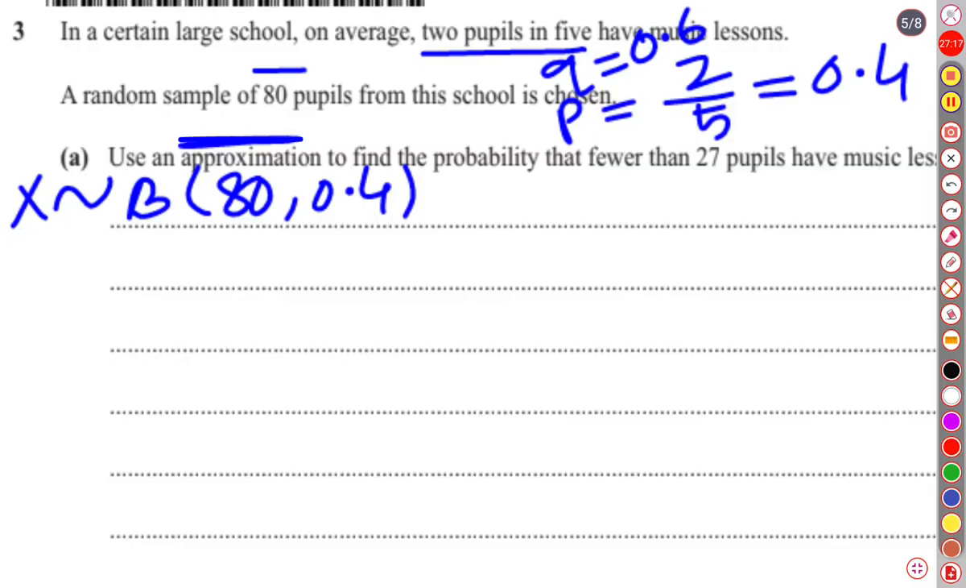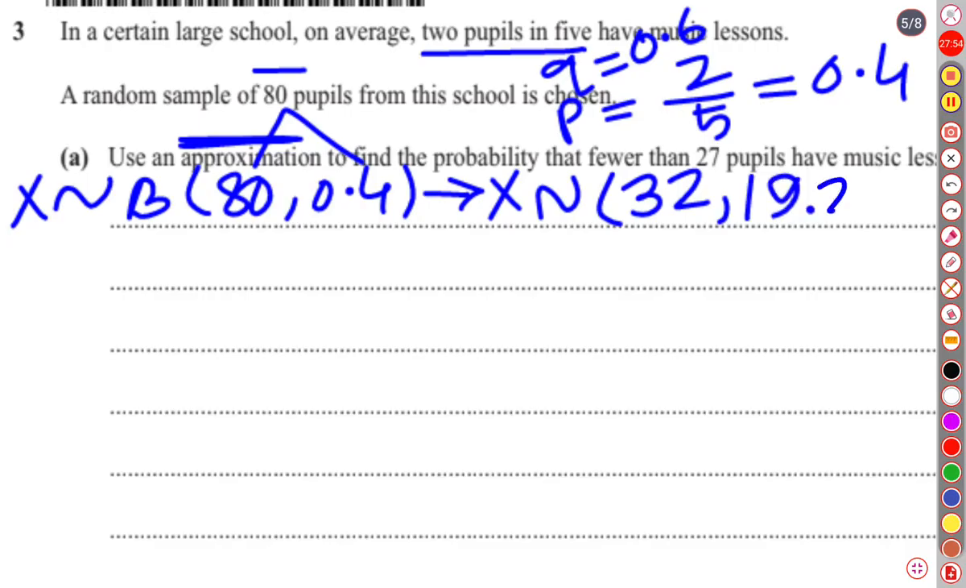Then for approximation, what will we do? We will just convert this binomial distribution into a normal distribution. So X belongs to normal distribution, and for normal distribution the parameters are the mean as well as the variance. Mean is n into p. If we multiply n and p, it is going to be 32, and our variance is npq. So 32 into 0.6 is 19.2, so 19.2 is our variance.